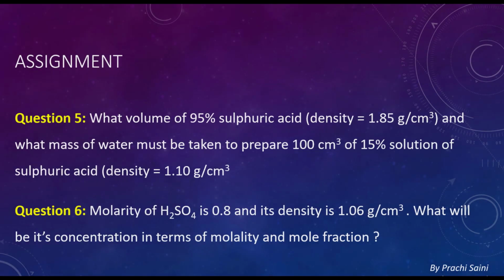Question 5. What volume of 95% sulphuric acid, density equals 1.85 grams per cubic cm, and what mass of water must be taken to prepare 100 cubic cm of 15% solution of sulphuric acid, density equals 1.10 grams per cubic cm?